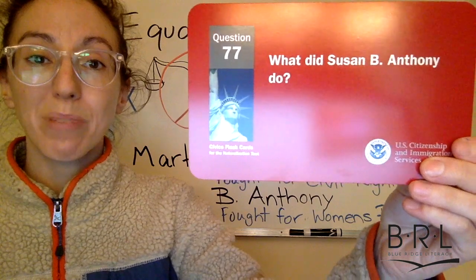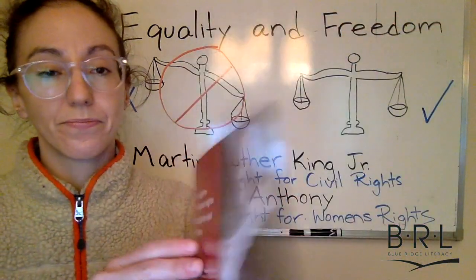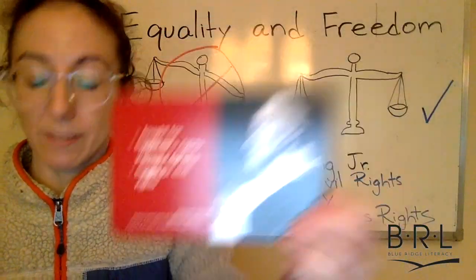Question 77. What did Susan B. Anthony do? Fought for women's rights. Fought for civil rights.